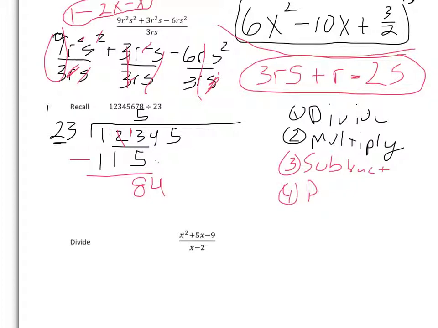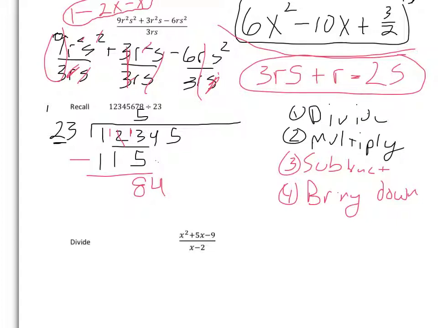So 4 bring down. And then it starts all over. And we do the divide, the multiply, the subtract, the bring down. So let's just go through another repetition of this. Now, we say 23 goes into 84.